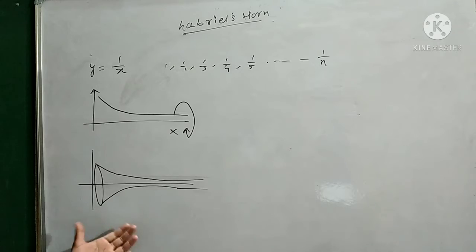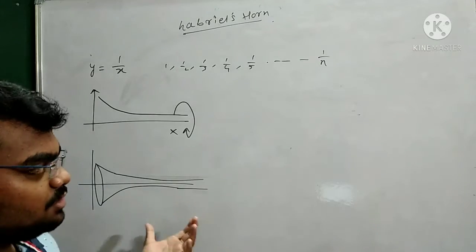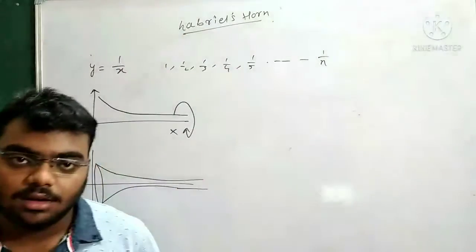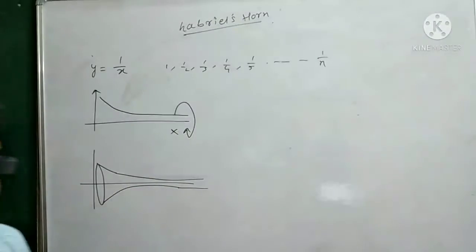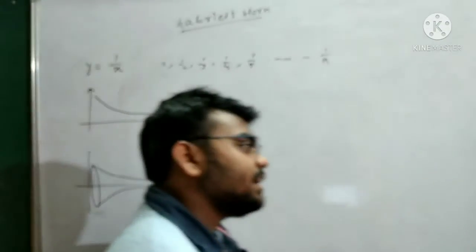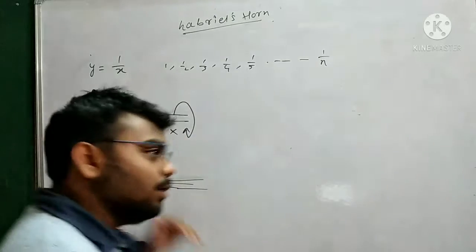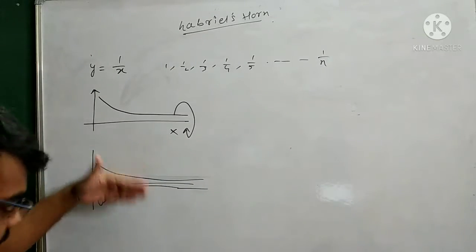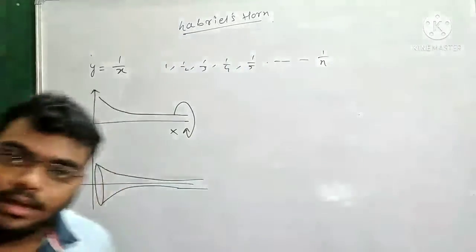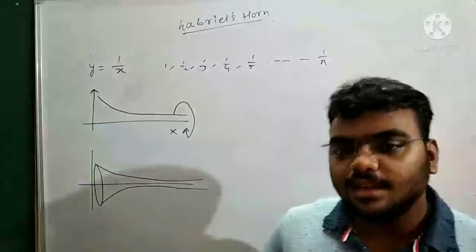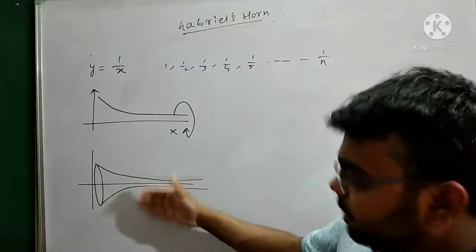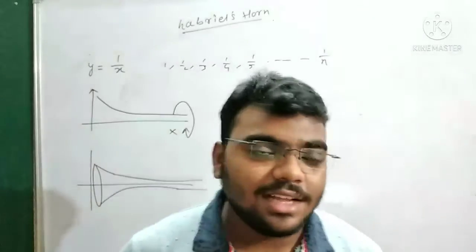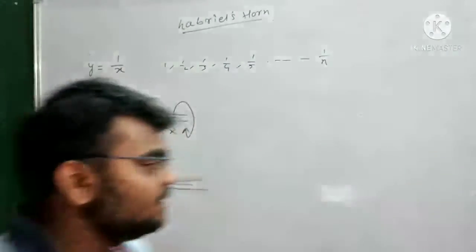So this looks like a horn. That's why this figure is known as Gabriel's horn. In this figure, the interesting fact is that the volume of this figure, Gabriel's horn, converges, but the surface area of this figure diverges. So that's the interesting point.